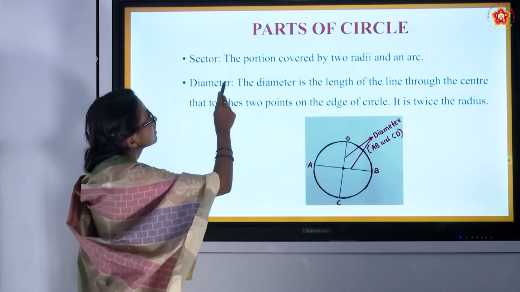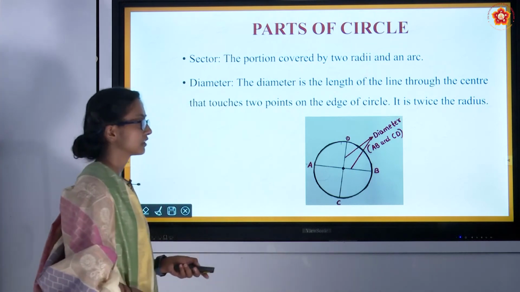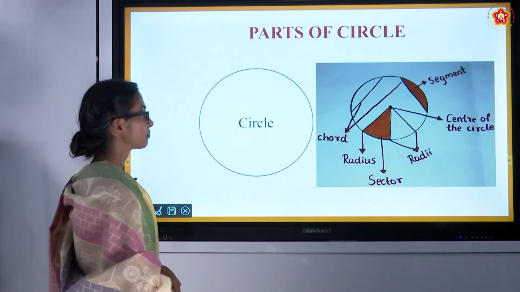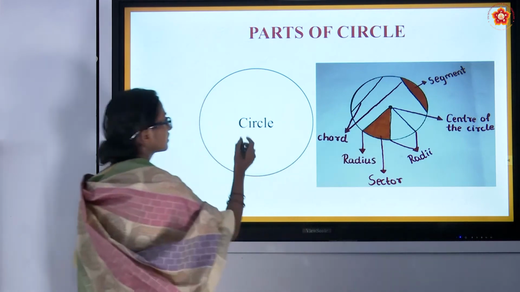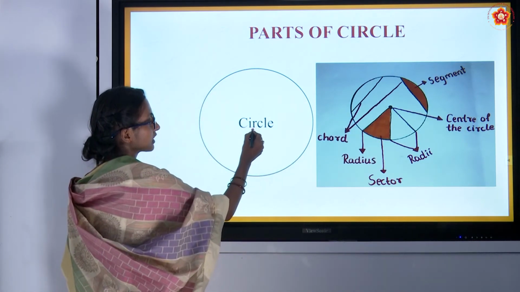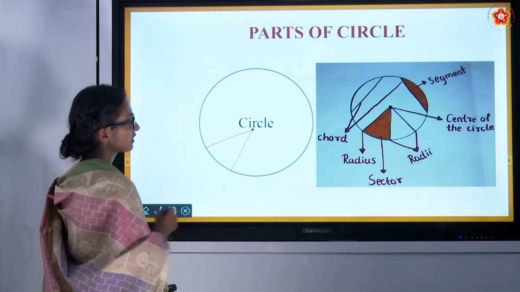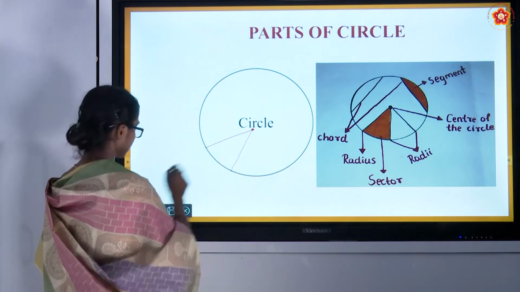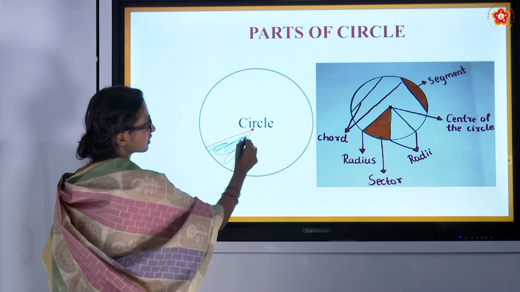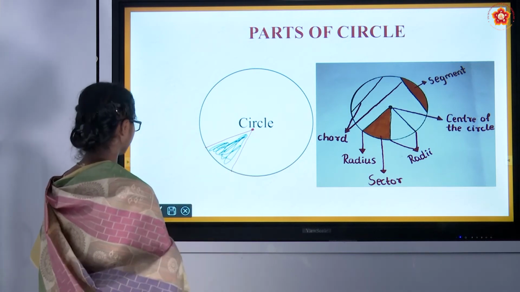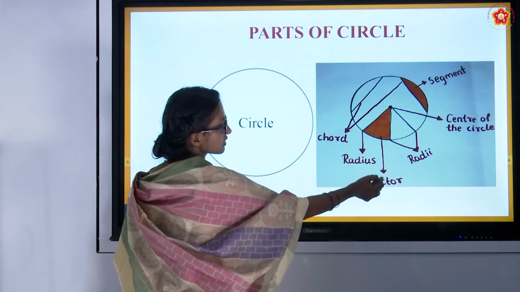Sector, the portion covered by two radii and an arc. The portion covered by two radii and an arc. If this is the center of the circle, if you draw two radii, then this whole portion will be called a sector. Fine. Here it is, sector.